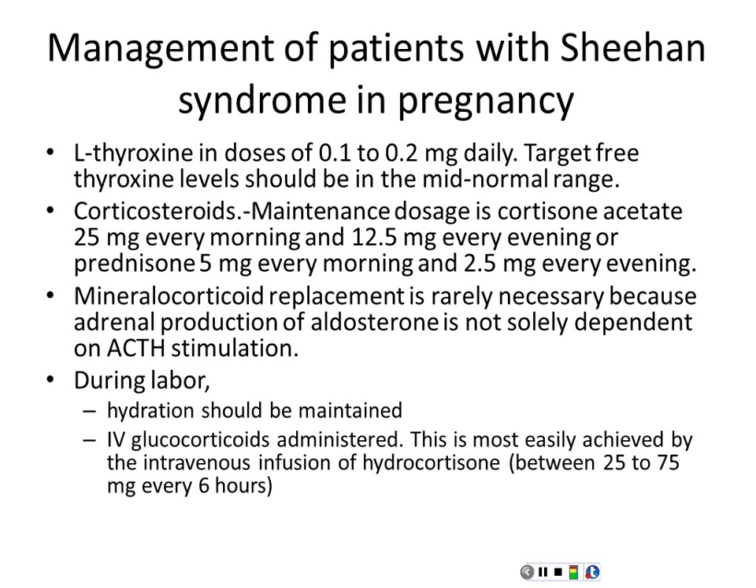And you want to give them corticosteroids. There's different ways of doing it, either using cortisone or prednisone, and you want to maintain this dose. Mineralocorticoid replacement is usually not necessary because production of aldosterone is not solely dependent on ACTH stimulation. And in labor, like we usually do, we want to give them IV glucocorticoids. Usually the easiest way to do this is to infuse hydrocortisone, and you want to make sure they have adequate hydration.